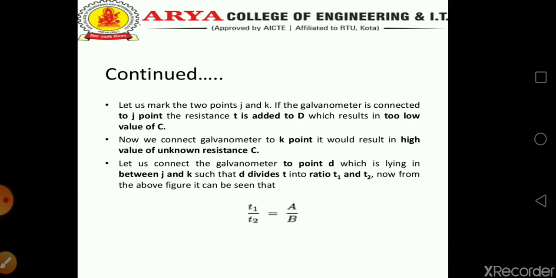Let us mark the 2 points J and K. If the galvanometer is connected to J point, and resistance T is added to D, this results in too low a value of C. Now if we connect the galvanometer to K point, it would result in a high value of unknown resistance C. Let us connect the galvanometer to point D, which is lying in between J and K, such that D divides T into the ratio T1 and T2.